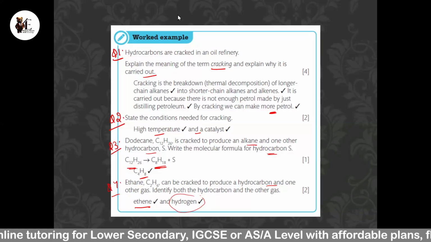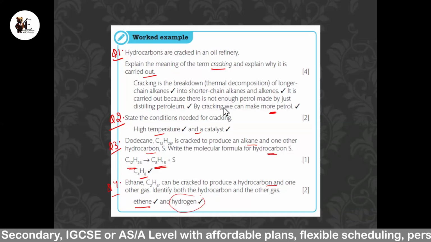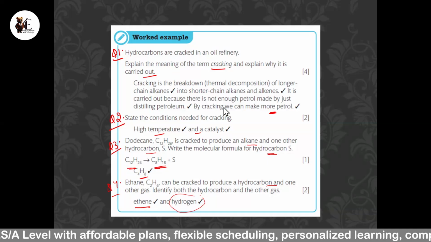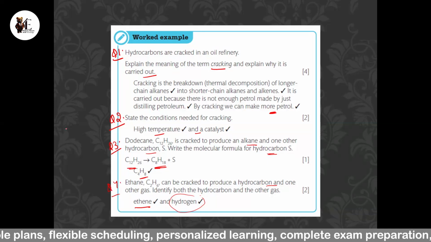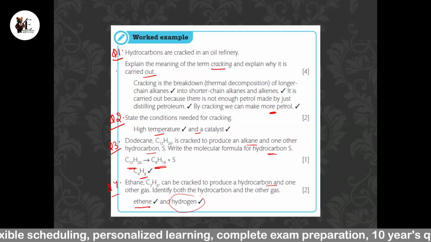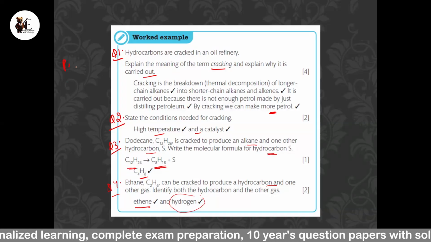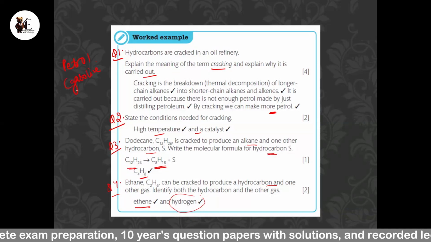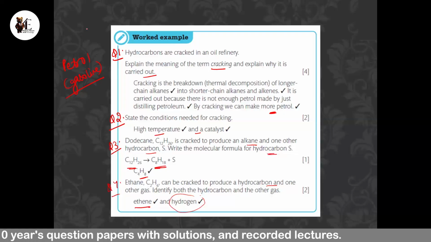What is the difference between petrol and petroleum? Petroleum is the combination of all the other fractions, in which petrol is one fraction. Petrol is also known as gasoline. We have discussed the fractional distillation of petroleum, if you remember. So it is a derivative of petroleum.